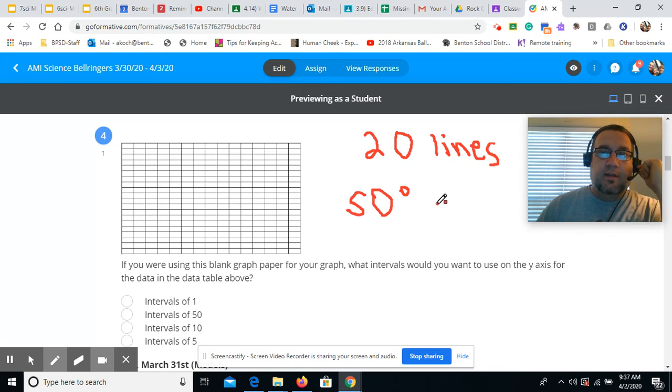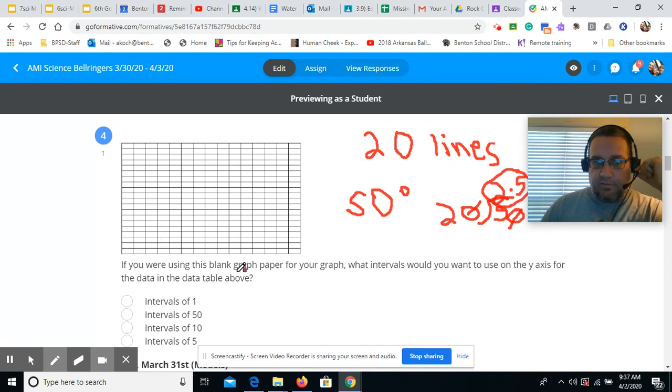The easiest way to do this is just to divide and see what each one should be. If I take 20 and divide 50 into groups of 20, I can drop my zeros. That's 2 divided by 5, which is going to be 2.5. That's what my interval should be. Now, that's not a good interval. So what's our best closest thing? Is it going to be 1? Is it going to be 50? Is it going to be 10? Or is it going to be 5?